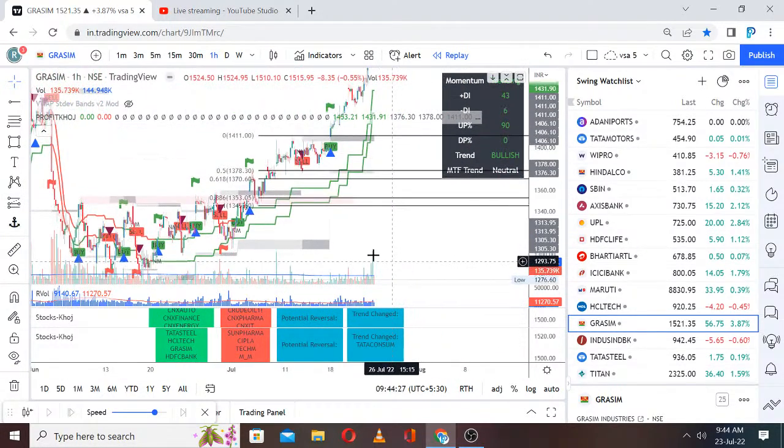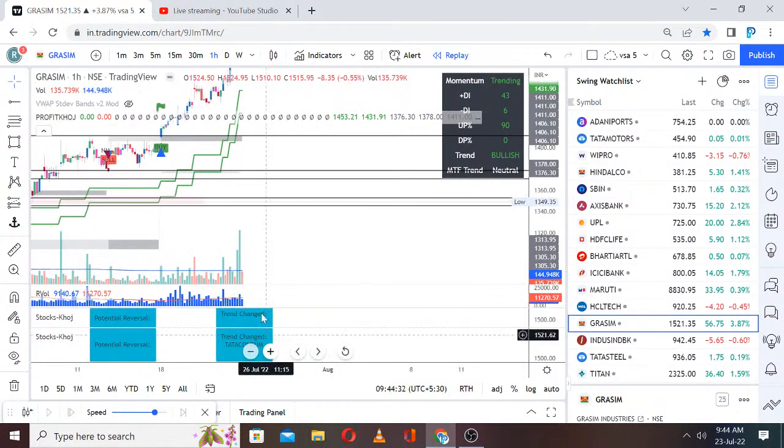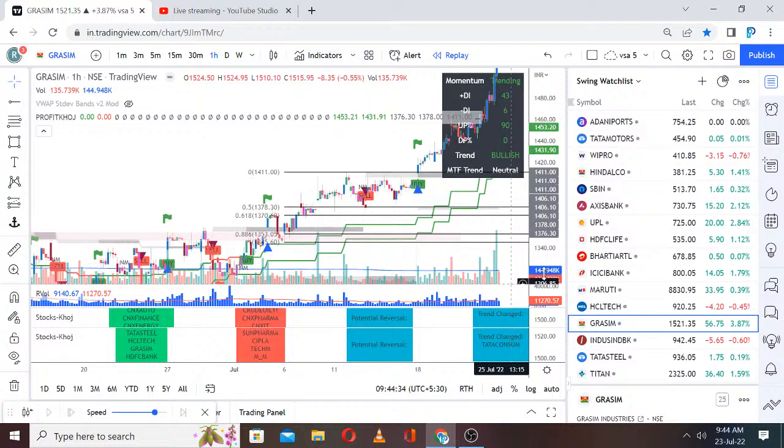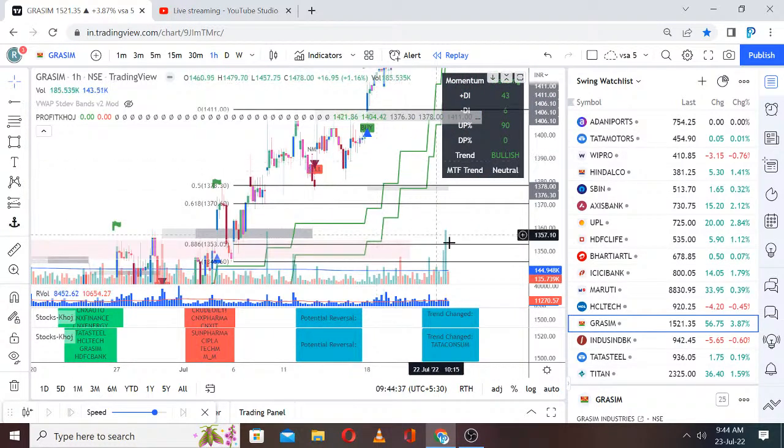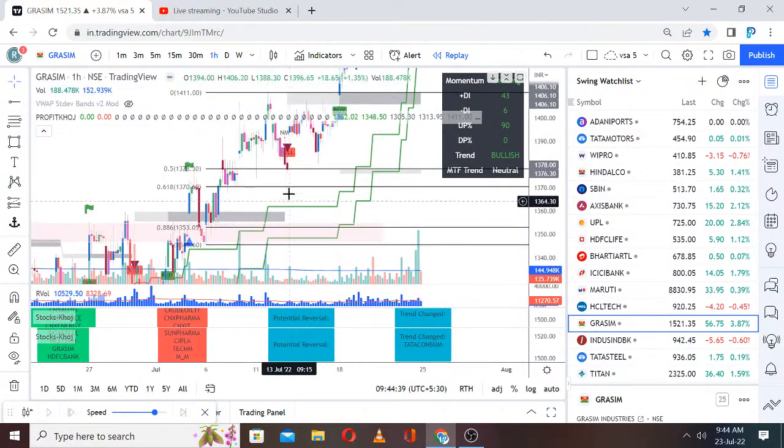Now you can see I marked the swing already here. So this is a swing. This is the point where it touched the fib zone. I called it 0.5 to 0.618 as the golden fib. The fib zone. I'll refer to this as fib zone. This is the lower fib zone and this is the initial fib zone.